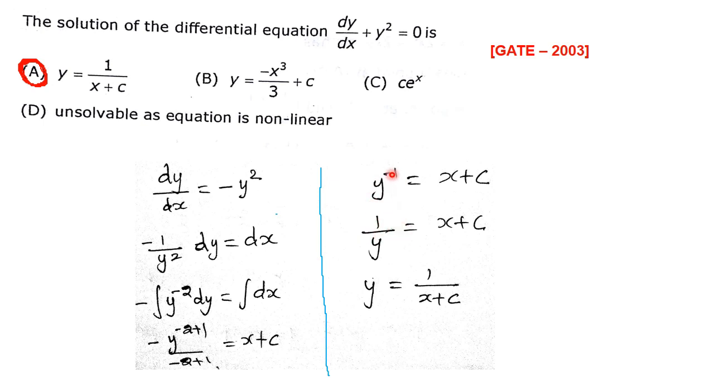So y power minus 1 is given as 1 divided by y. When you take y power minus 1 into the denominator, y power plus 1 is equal to x plus c. Now take y to the RHS side and x plus c to the LHS side. So y is equal to 1 divided by x plus c is the solution for the given equation. So option A is the correct answer.